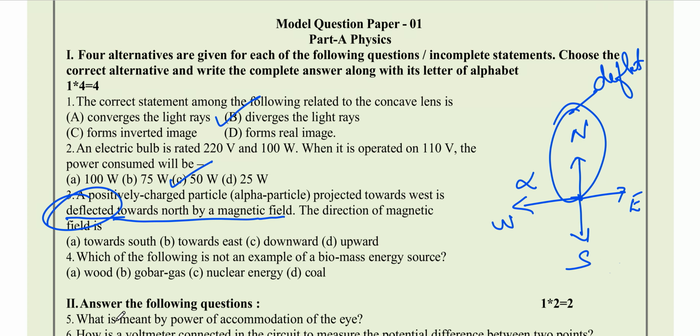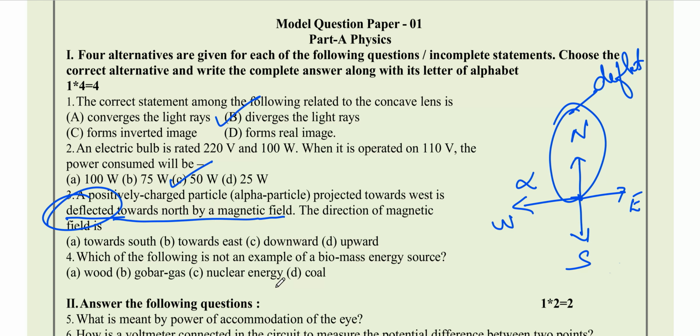Are you getting my point? Who will show the deflection? The magnetic needle shows the deflection. Understood? So deflected towards the north by a magnetic field. Now the direction of the magnetic field is? What's the direction of the magnetic field?